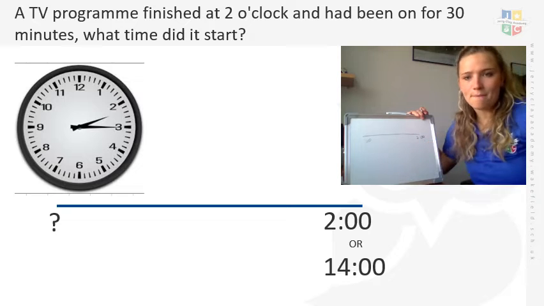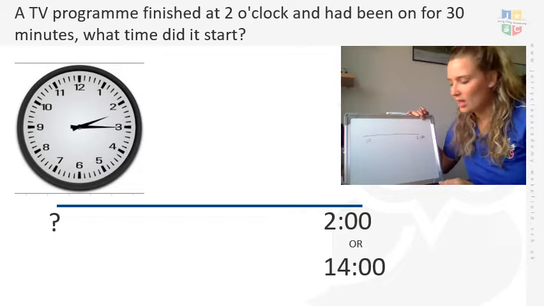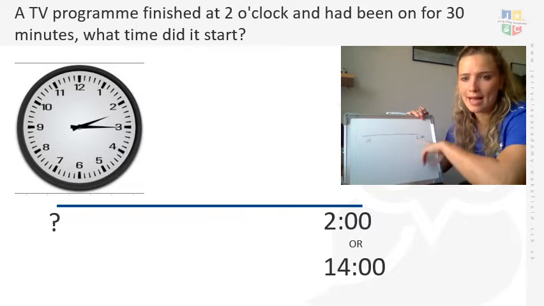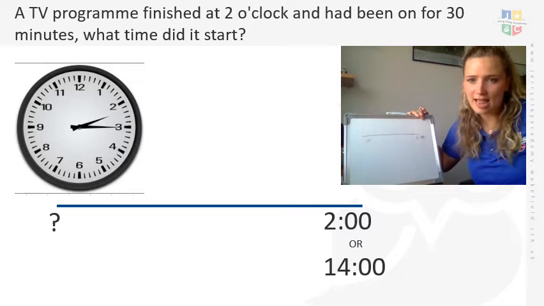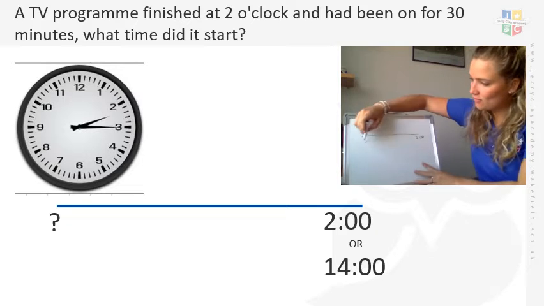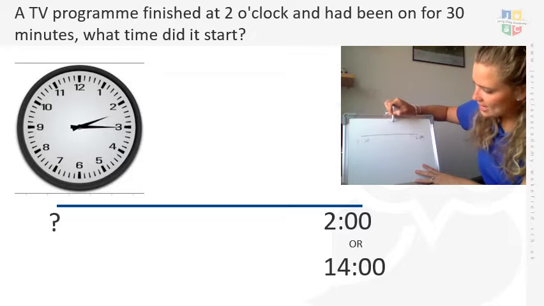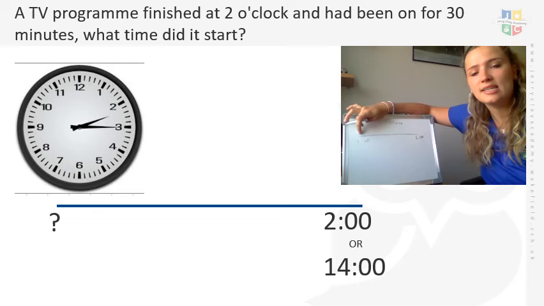Now, because I'm going back half an hour, I need to look at my hour this time. And if I'm at 2, if I'm going back into the hour before, my hour before would be 1:30. Because this time I've taken off 30 minutes and I'm trying to get to the 1.